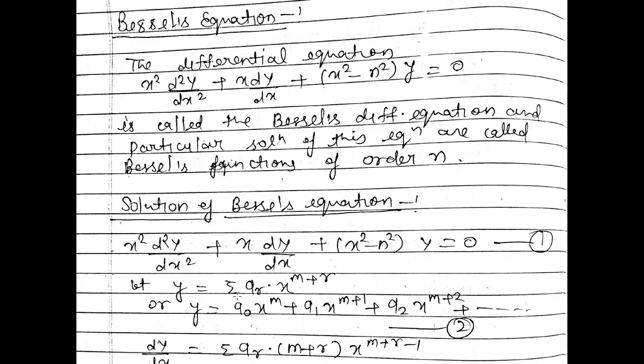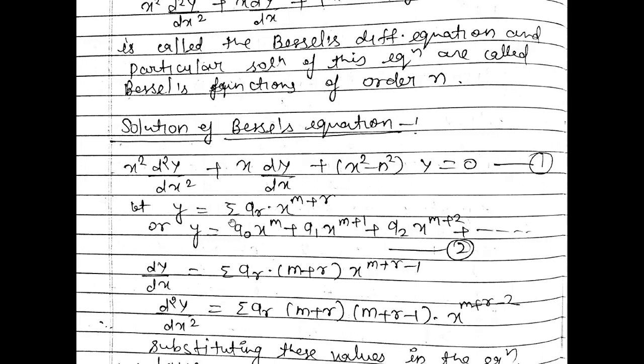So this is your power series solution here. Now y is equal to summation a_r x to the power m plus r, satisfying this equation. That means we are saying that this is the solution of this equation. If this is a solution, then it will satisfy the equation. So we need first dy by dx, then d2y by dx2. Differentiating with respect to x, summation a_r, as it is, the x to the power n formula will be applicable, so m plus r into x to the power m plus r minus 1, right?